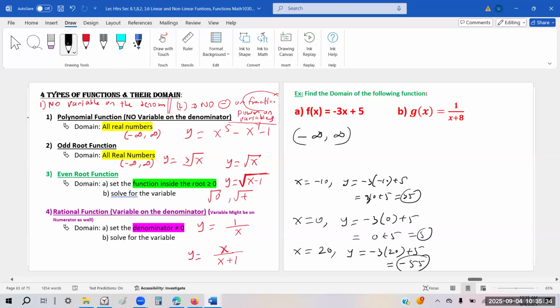So domain means which x values you're allowed to substitute with. So what numbers are you allowed to substitute x with?